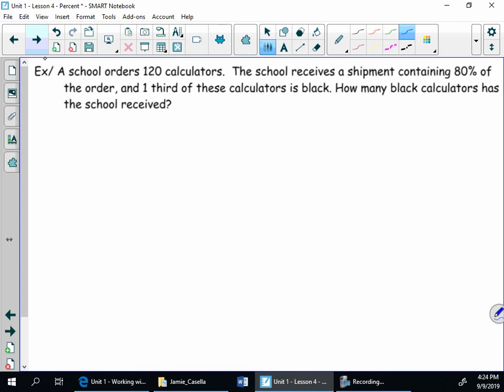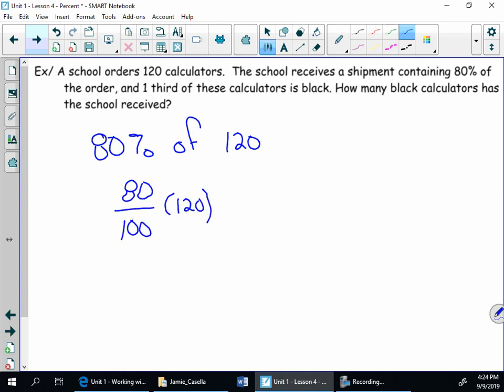A school orders 120 calculators. The school receives a shipment containing 80% of the order, and 1/3 of these calculators is black. How many black calculators has the school received? Well, what do we got? We know 80% of the order, so 80% of the 120 are what we got. So 80 out of 100 times 120 gives us 96 calculators.